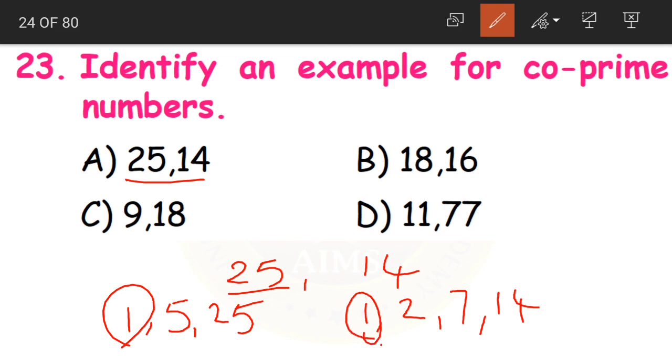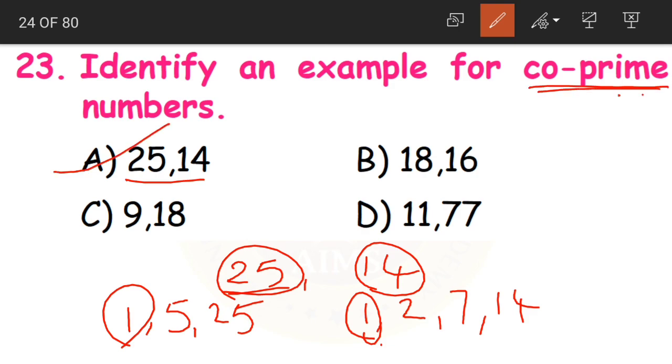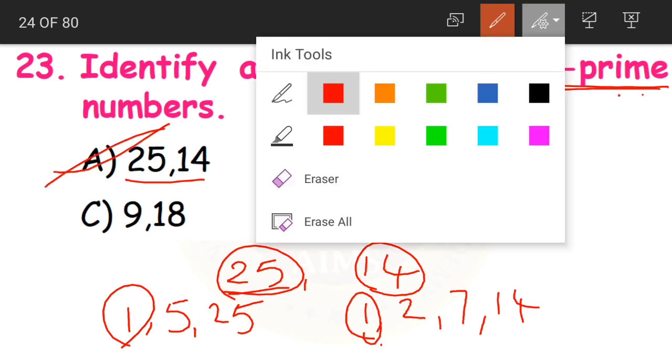Only 1. Now what does that make? 25 and 14, they become our co-prime numbers. So option A is our correct answer.